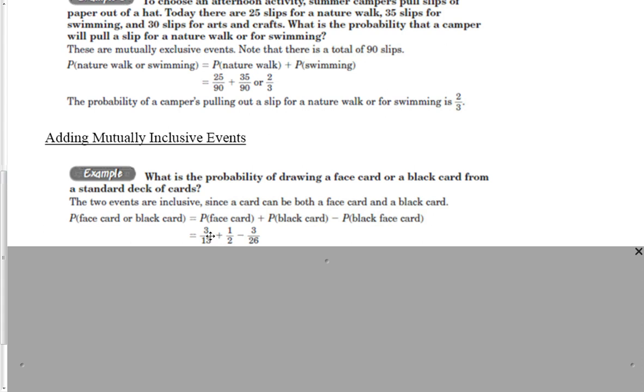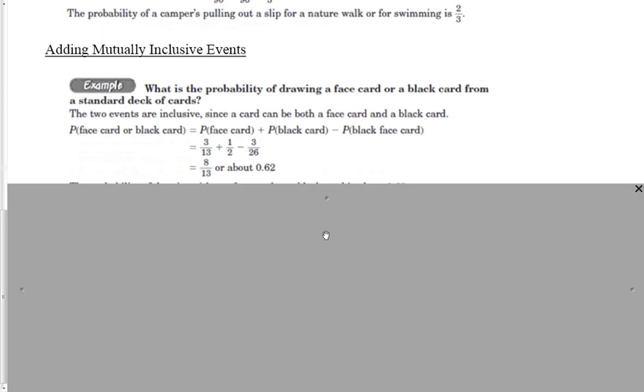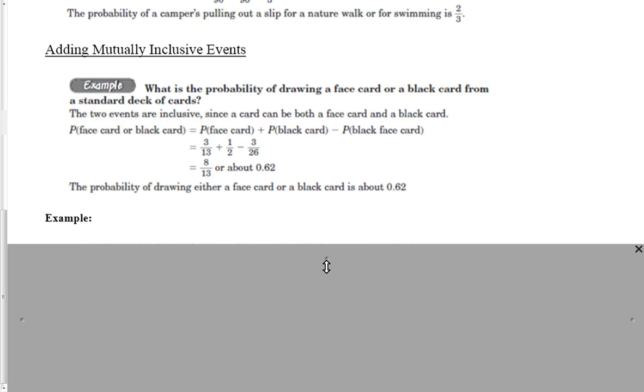The way they wrote it here I don't particularly like. They wrote it as 3/13 for the probability of a face card, but in general that would be 12/52 because there's 12 face cards in the deck. Plus the probability of a black card, there's a 50% chance of that happening. And then you subtract out how many black face cards there are. There's 3 of them. And so that would give you your probability. But let's do some more examples of our own here.